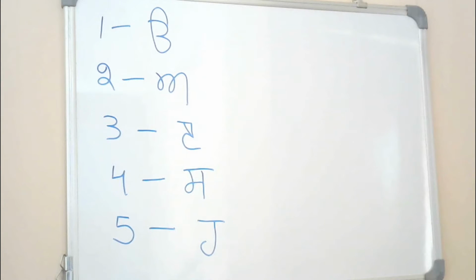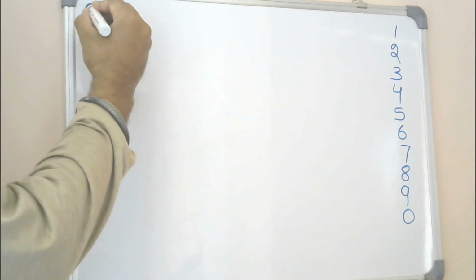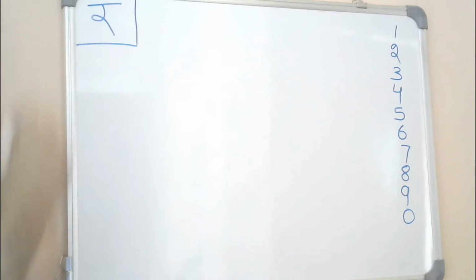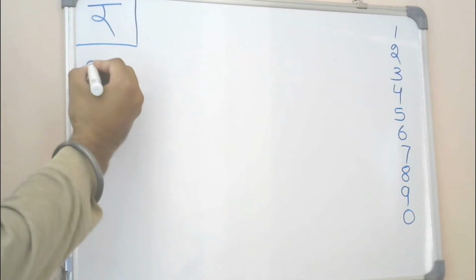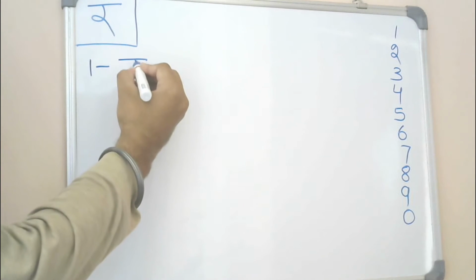In this lecture, we are going to learn the sixth letter first. Sixth letter, Kaka. The first step is how to write this letter. First, a line, and then just like this.